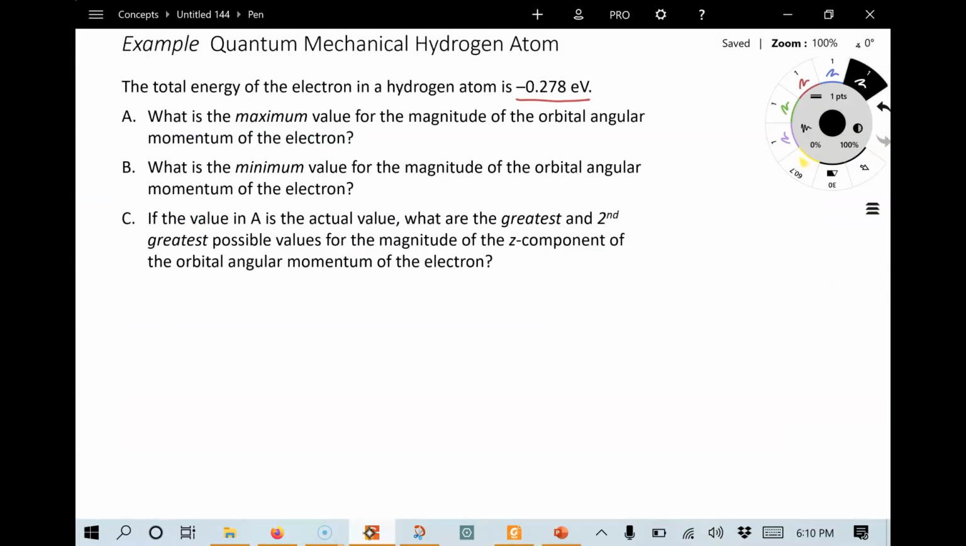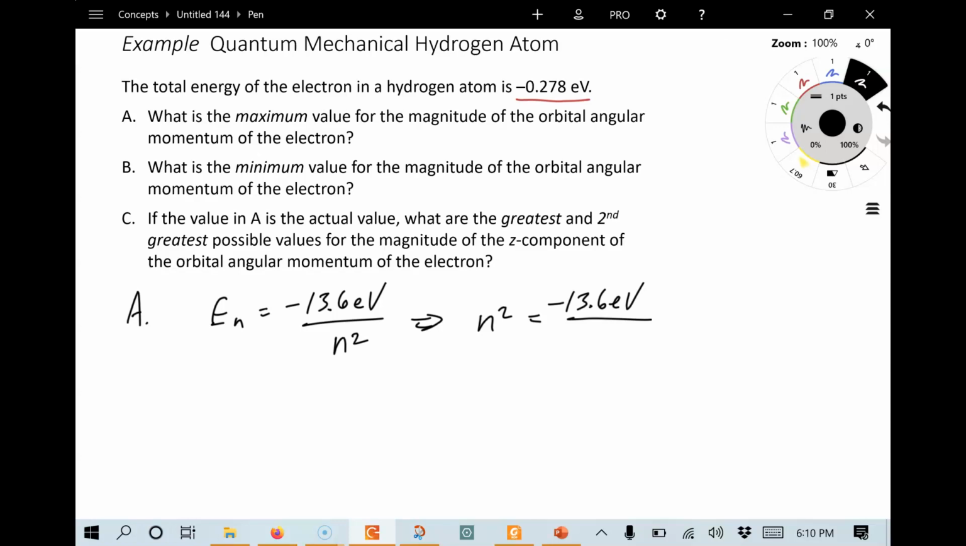We're given the total energy, so we can use Bohr's equation. We remember Bohr's equation: E_n is minus 13.6 eV divided by n squared for hydrogen. Now, we know the energy. Let's solve for n. We can write this as n squared equals minus 13.6 eV divided by E_n. And in this case, we're looking at n squared, so we can go ahead and take the square root of both sides.